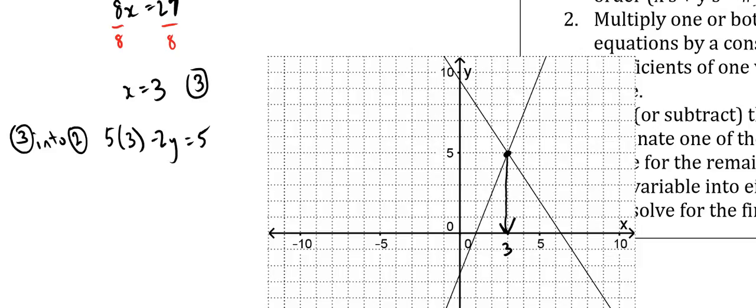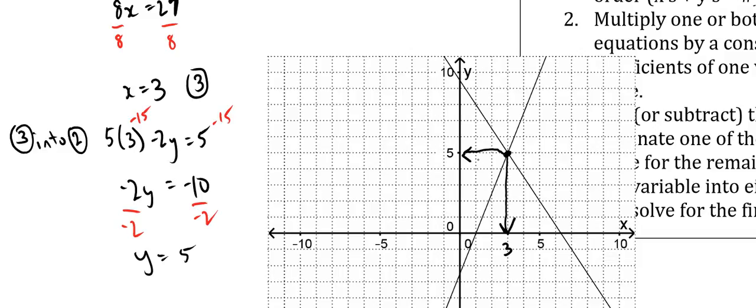So that works out to 15, so I'm going to subtract 15 from both sides. And I get negative 2y equals negative 10. Divide by -2, and I get y equals 5. I better get y equals 5 because we saw that was the answer. There we go. Now think about this.